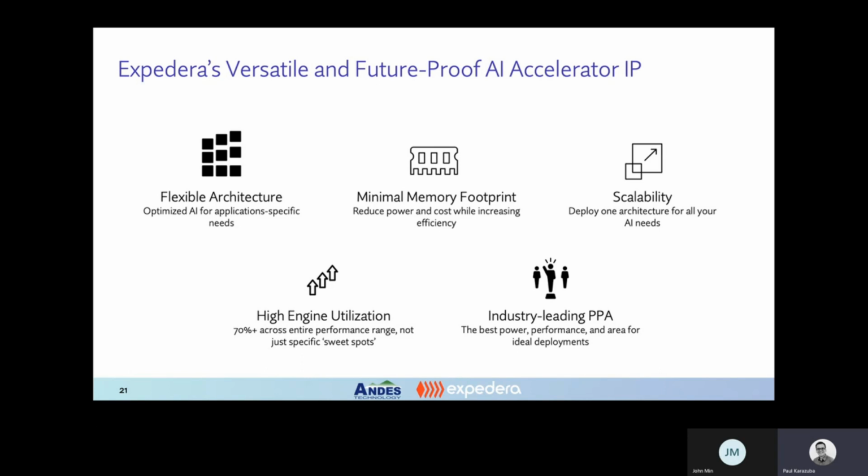Scalability. We talked about this on the first of these webinars. Again, the link for that is available within the webinar here. Expedera's IP scales from 10 gigaops to 128 TOPS from a single engine, and of course to petaops if multiple engines are deployed.